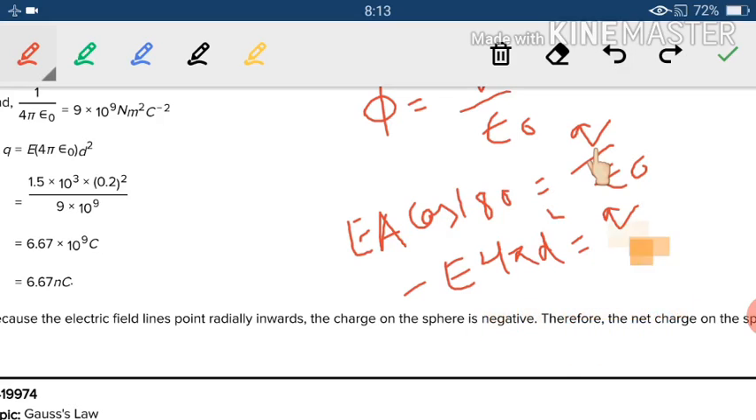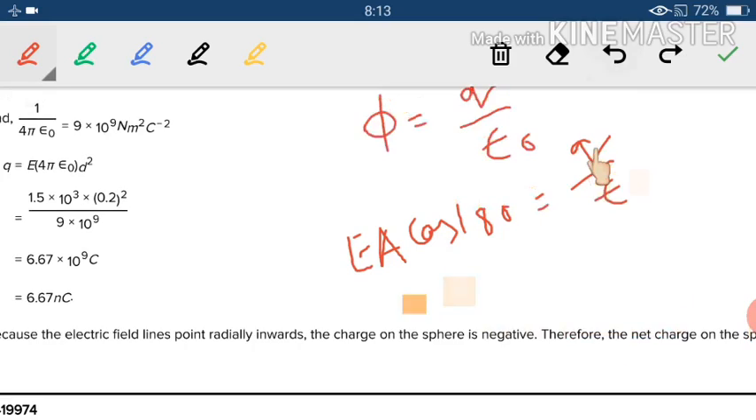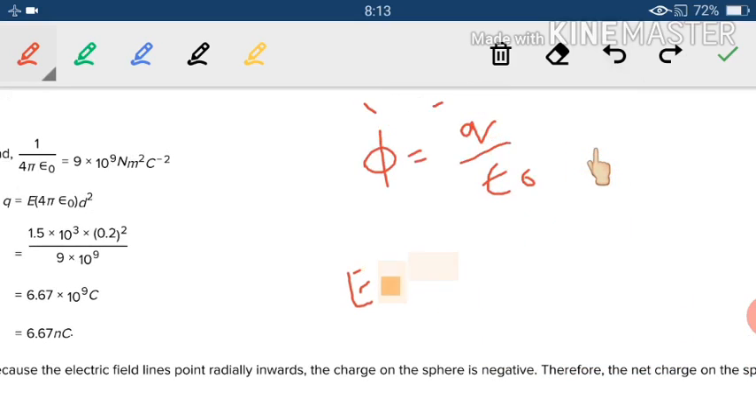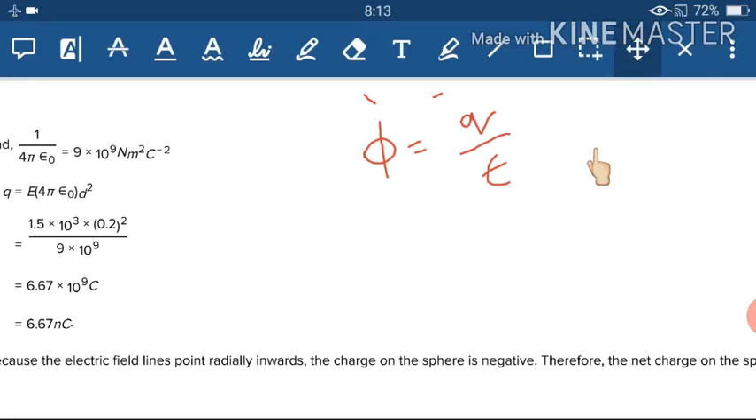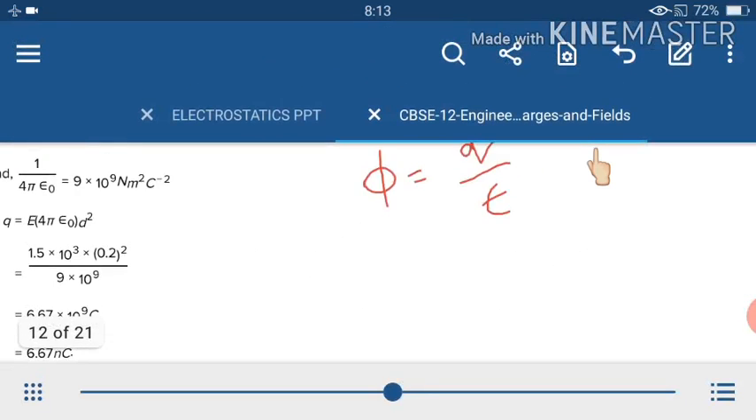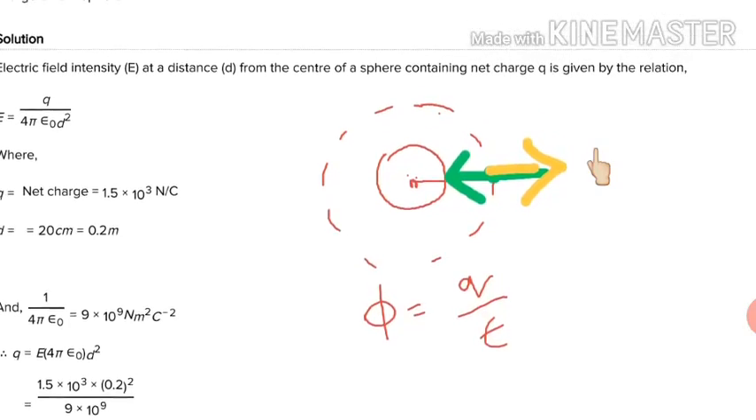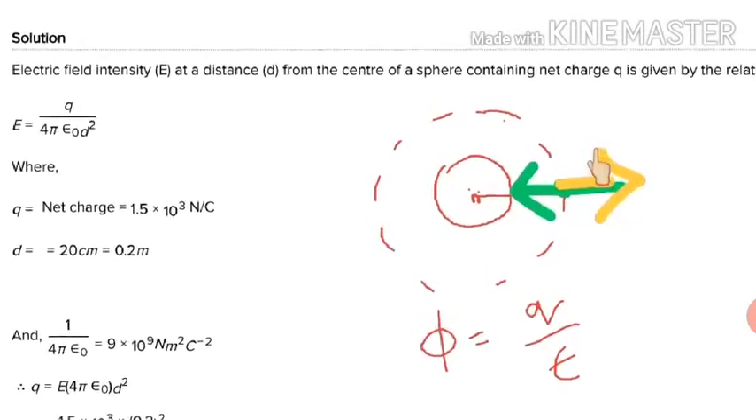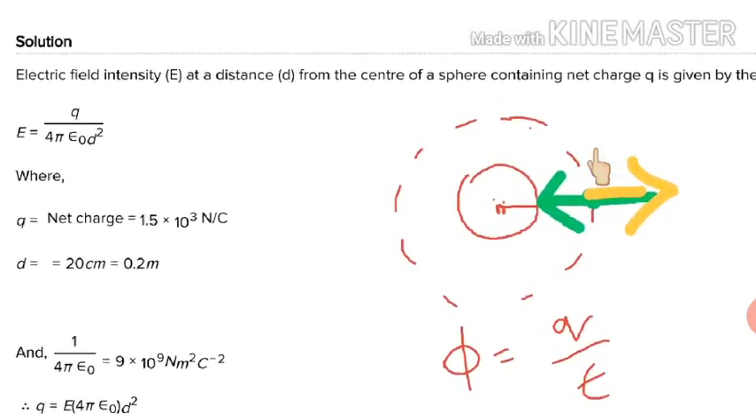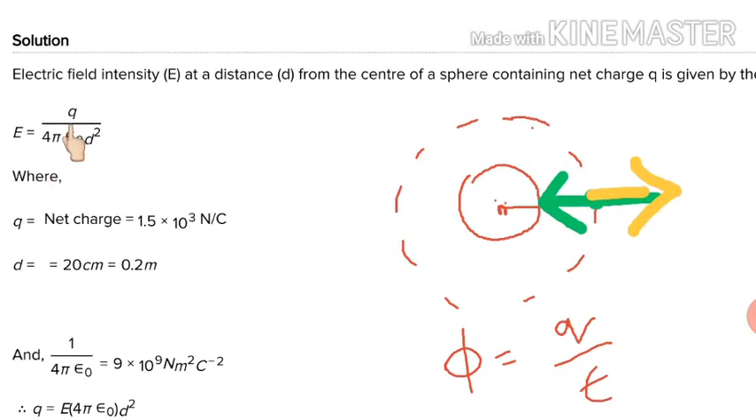Let me erase it. Okay, this much is enough. So finally we are here, on this particular step. E is equal to Q upon 4 pi epsilon naught d square. Okay. Now Q we are supposed to calculate.